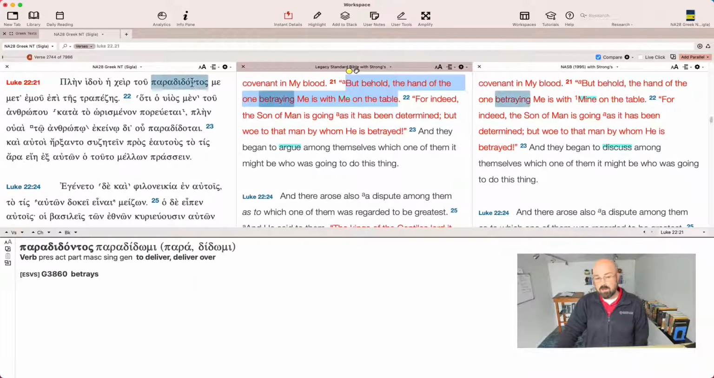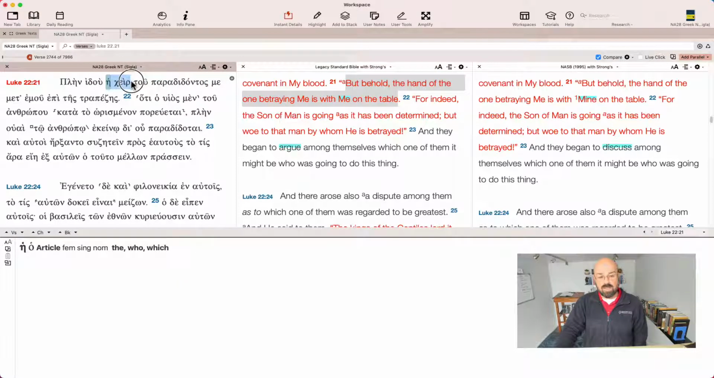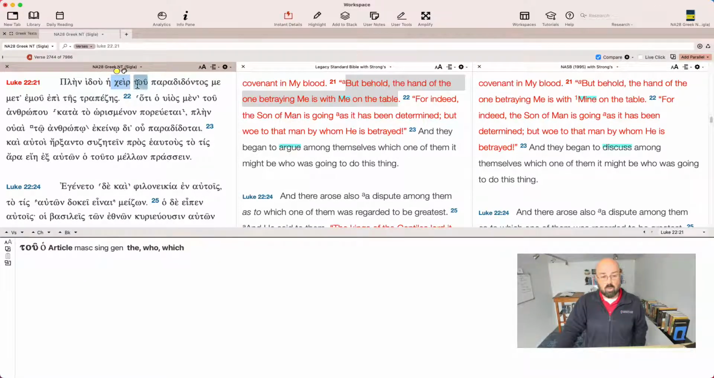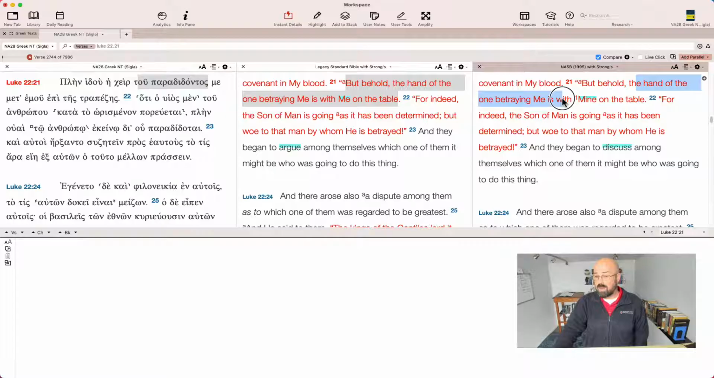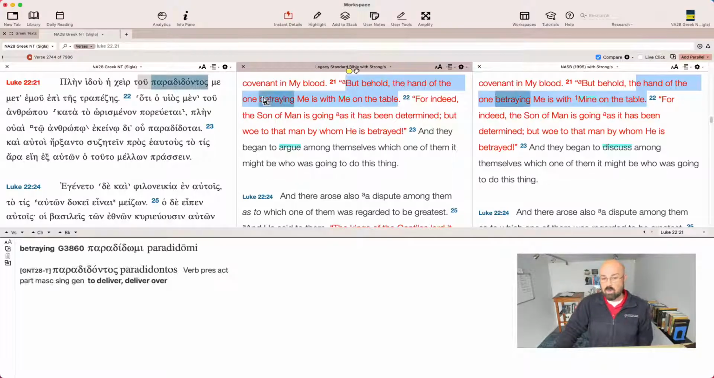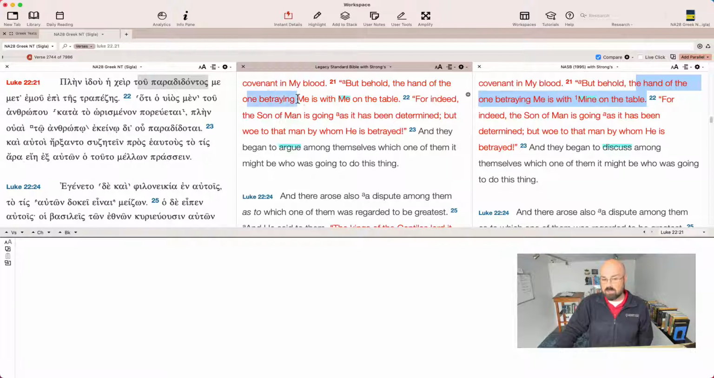The one betraying me, so if you look at the Greek text, the hand is very clearly the subject of the main verb here. The one betraying me then is really functioning as an adjective. And so here you have the hand of the one betraying me is with mine in the New American Standard, indicating clearly the hand. But here in the Lexham, here I did it again, in the Legacy, it seems to indicate the one betraying me is with me. So the one betraying me then sort of seems to be carrying the text here more than the hand.